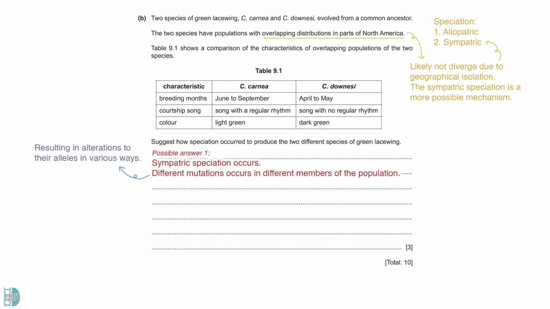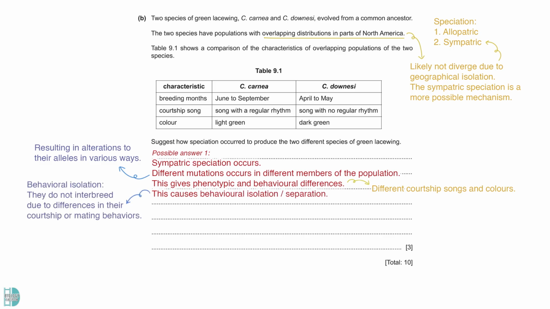It may have started due to mutations. Different mutations occur in different members of the population, resulting in alterations to their alleles in various ways. The genetic differences lead to phenotypic or behavioral differences. This is evident by their different courtship songs and colors. The groups that show different phenotypes or behaviors are then isolated. This is called behavioral isolation or separation.